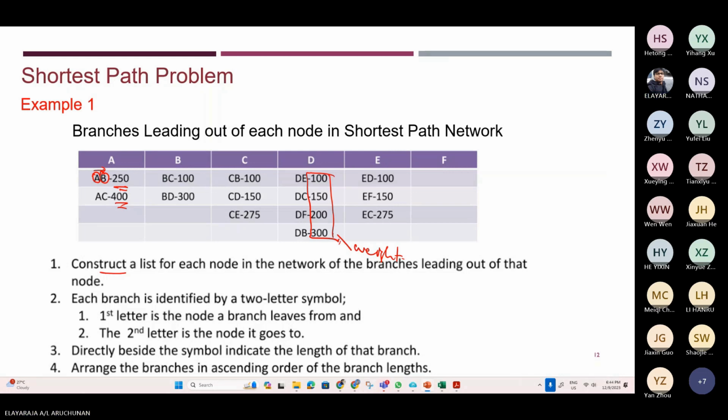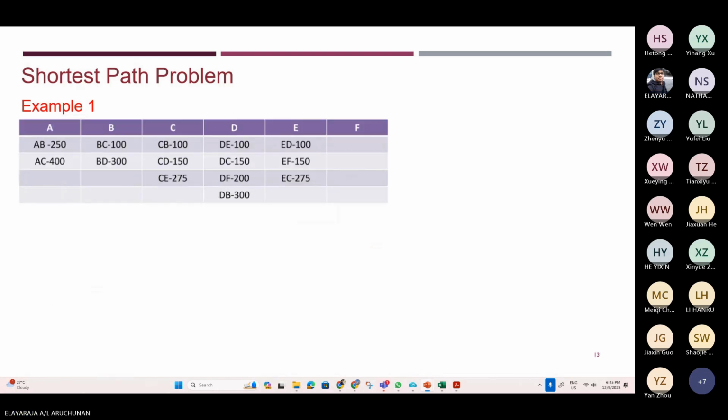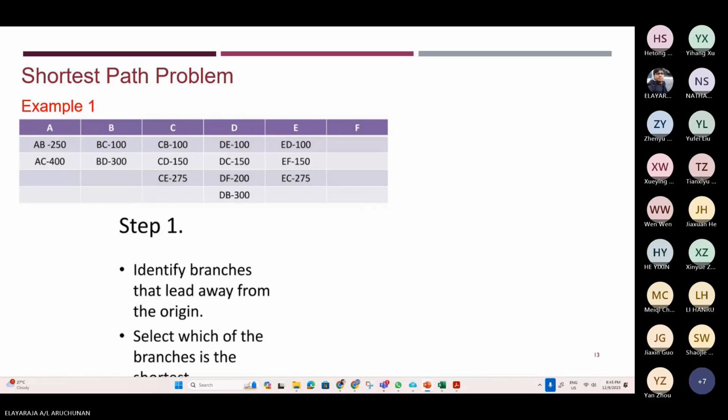All right. Now we're going to develop that network model. At the same time, you're going to look for the shortest distance of this entire information that we have. So we copy the table that we had in the previous slide. Step one, we're going to look for the steps. First, you identify the branches that lead away from the origin. In this case we can see A to B, and then A to C. So we have two branches from the node, which are AB and AC.